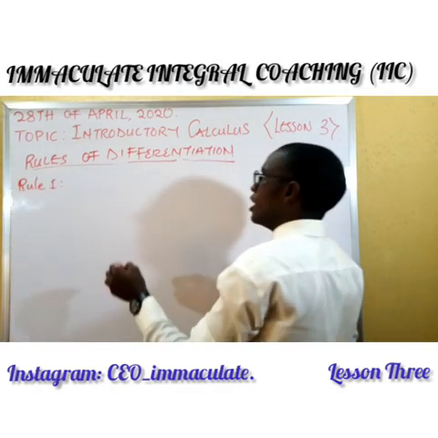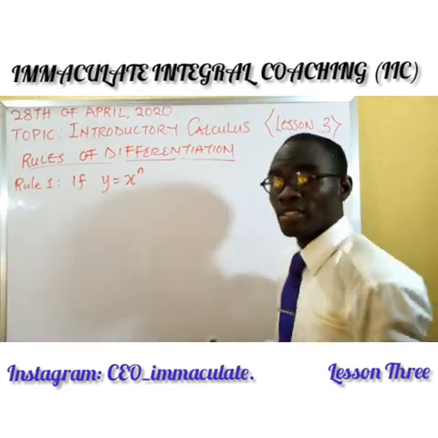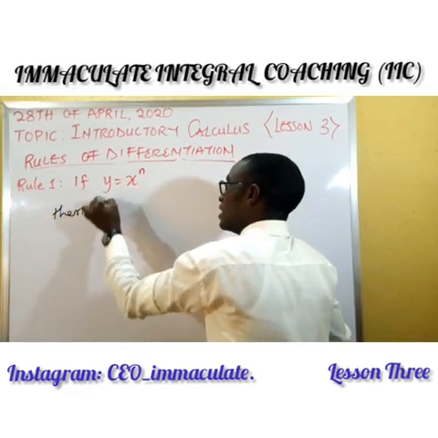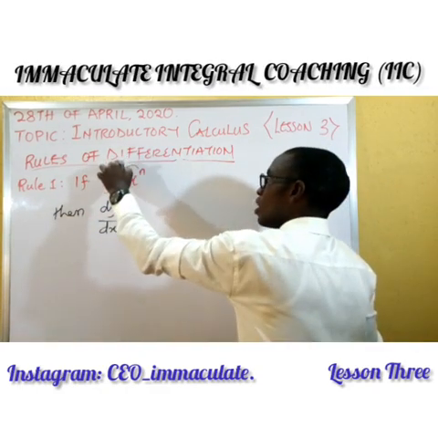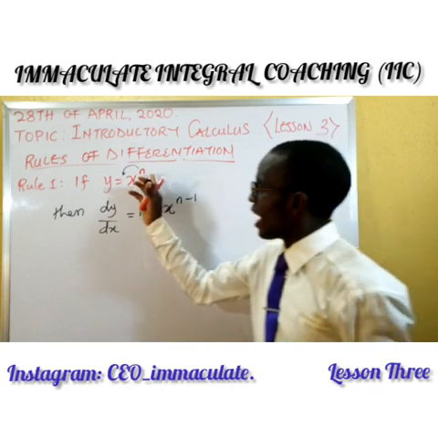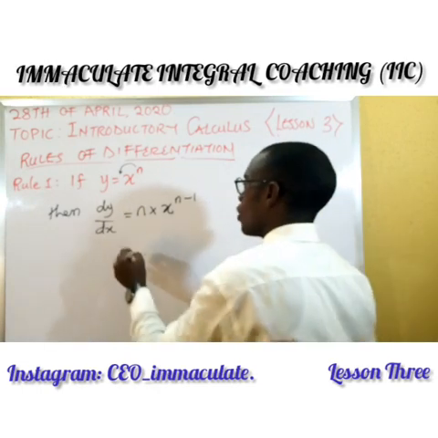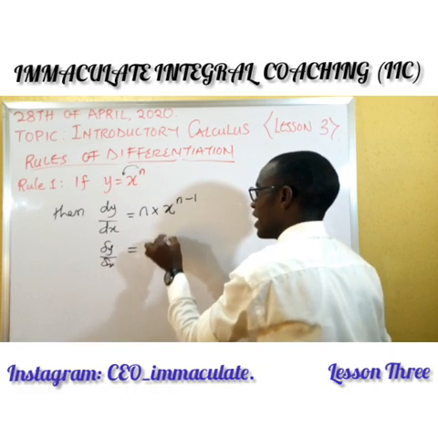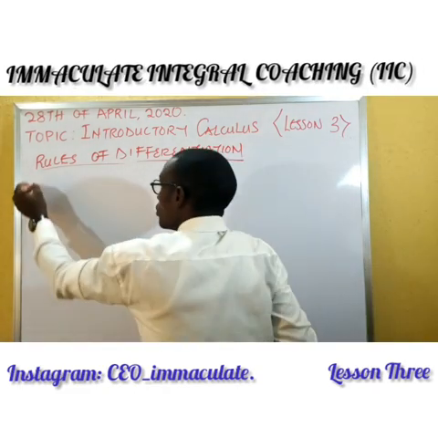Rule 1. If y equals x to the power n, using the general rule, then dy with respect to x, so dy/dx equals n times x to the power n minus 1. The n, which is the power, will come down, multiply the x, and you minus 1 from the power. So to round this up, dy/dx equals n x to the power n minus 1. That's the first rule.